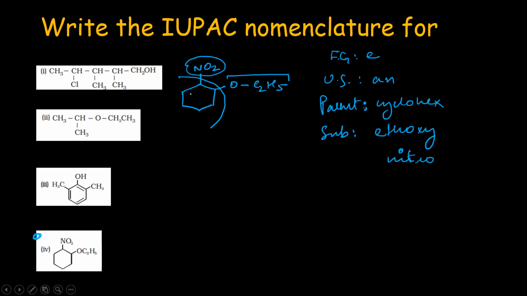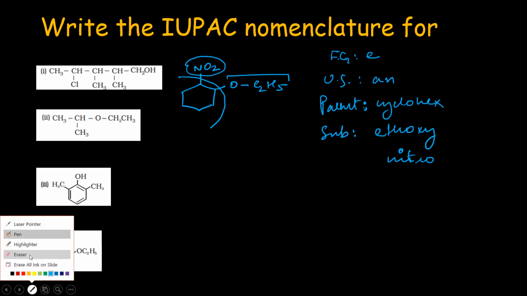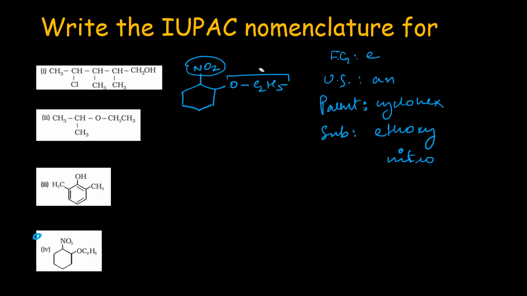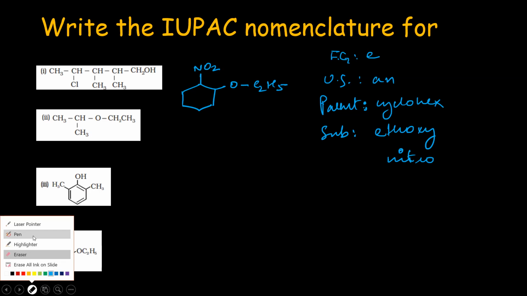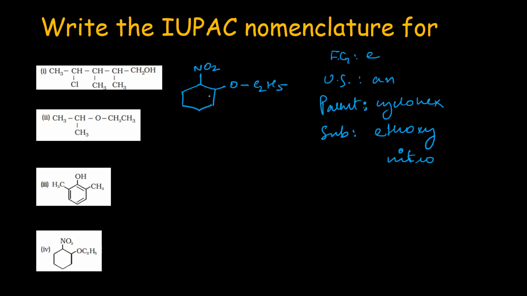Okay. Now see, we can start the numbering either from the nitro or we can start the numbering from ethoxy. Now this is a choice, there is no rule here. Whenever you have this kind of choice, you always start with the one first in the order of alphabets. So give ethoxy the number 1 and nitro the number 2.